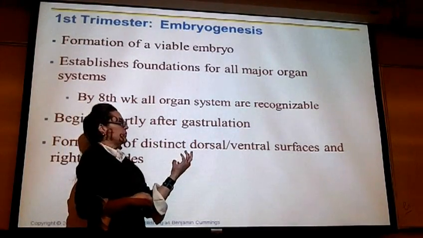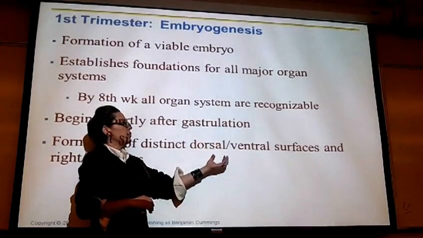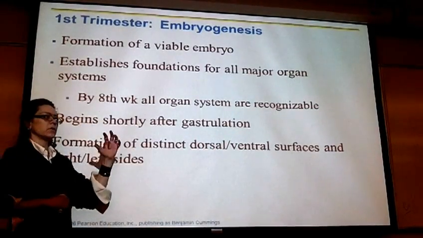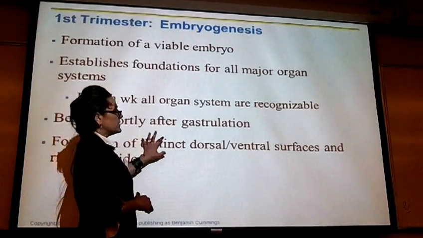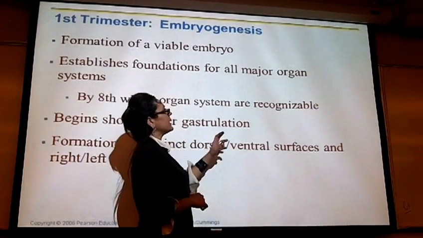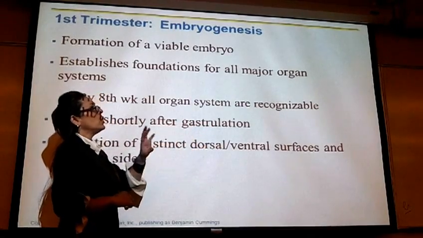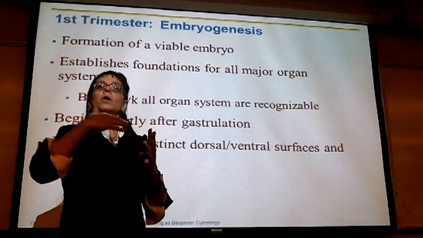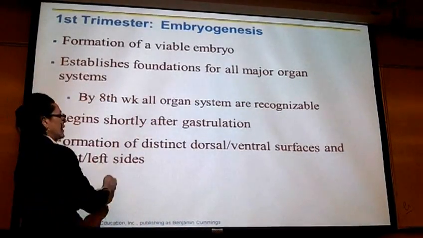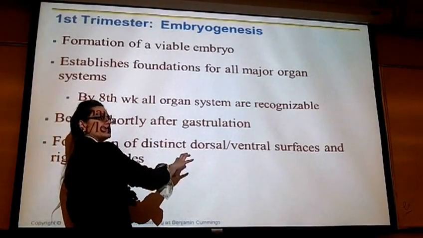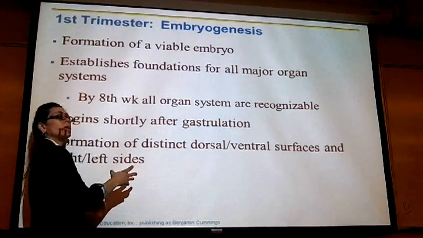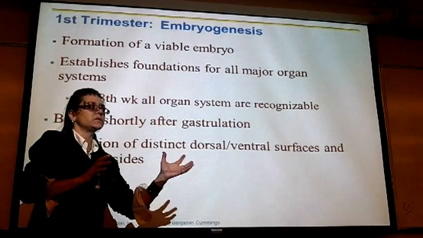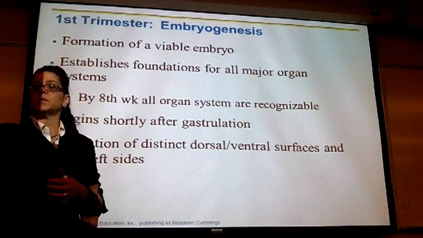And they are going to start to set up dorsal versus ventral surfaces, right and left sides, superior, inferior. And these genes are very important because it's letting these other cells know where they're supposed to go. This is how you make sure that you don't end up with your heart on the outside of the body. You've got to have these body orientation or these axes set up, and then the cells know, oh, they're supposed to migrate over to this particular quadrant or to this particular area.